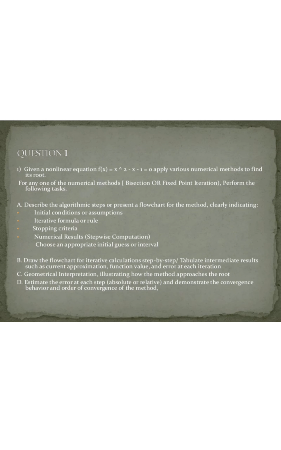Question 1. Given a non-linear equation f(x) = x² − x − 1 = 0, apply various numerical methods to find its root. For any one of the numerical methods, bisection or fixed point iteration, perform the following tasks. A. Describe the algorithmic steps or present a flow chart for the method, clearly indicating initial conditions or assumptions, iterative formula or rule, stopping criteria, numerical results. Choose an appropriate initial guess or interval.